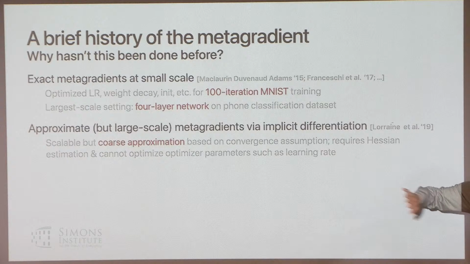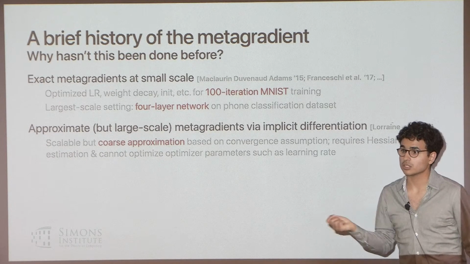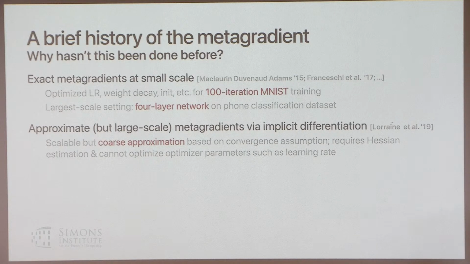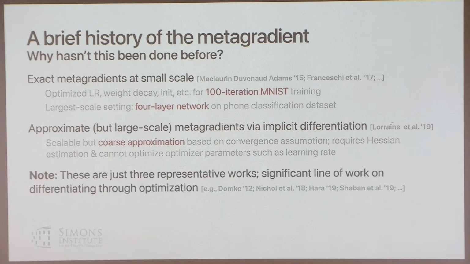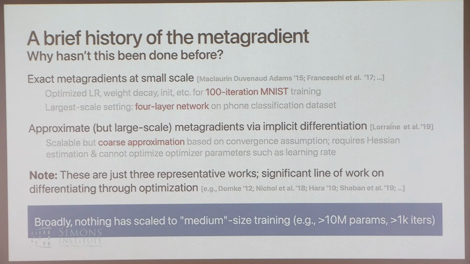There's also been a concurrent line of work on trying to approximate the gradient through model training via implicit differentiation. This is a much more scalable but pretty coarse approximation to the metagradient. And generally speaking, neither of these approaches have really managed to fully optimize large-scale training, for whatever reason. One thing I should note is that these are just representative works, and there's a really long line of work on all of this.